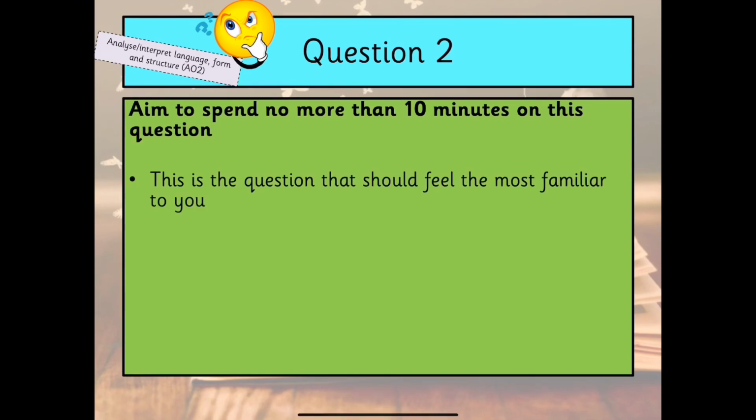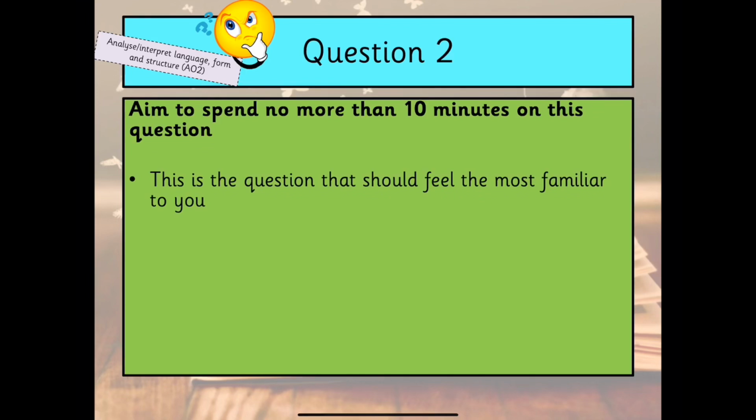The reason that it's so easy to spend too long on question 2 is because this is the question that should feel the most familiar to you. It's assessing the skill that you have been practicing probably since your very earliest days in the English classroom, and that is looking at the effect that's created by a writer's choice of language. So this is certainly something that we do as early as year 7, and I'm sure you do very similar things even earlier than that in primary school.